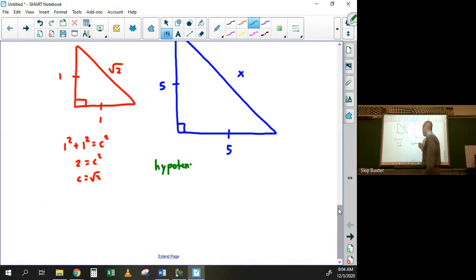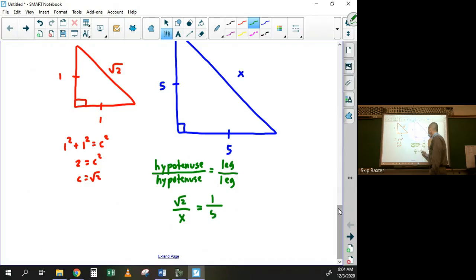I could set up a proportion that says hypotenuse over hypotenuse equals leg over leg. So I could have radical 2 over x equals 1 over 5, and then just cross multiply it. x equals 5 radical 2. I get the same answer that I got before, 5 radical 2, but in a much quicker way.